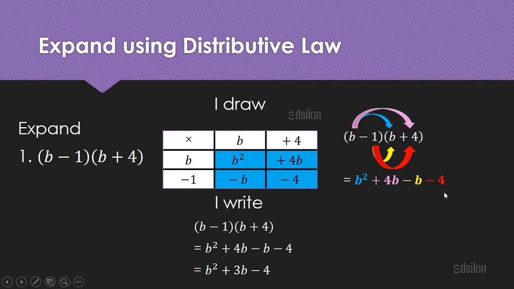These two terms correspond to these two in the multiplication frame. And simplifying, we get b squared plus 3b minus 4. Let's look at another example.